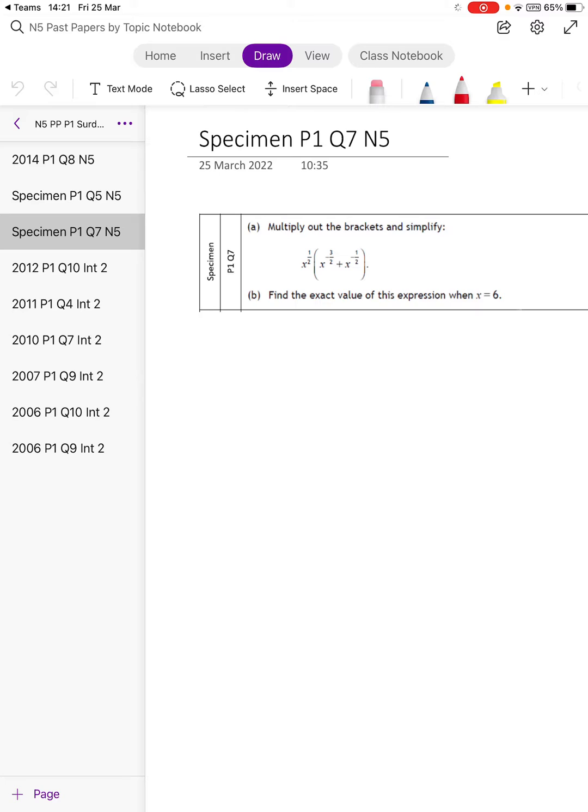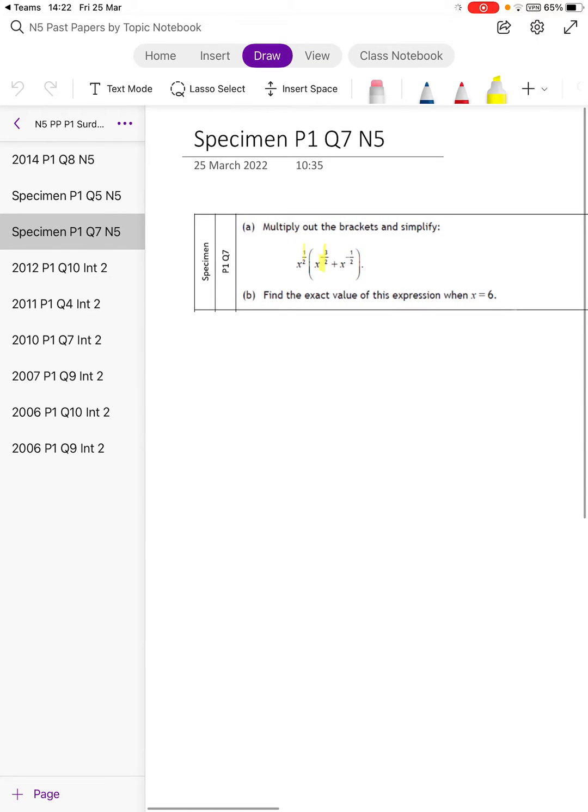So this one was Specimen Paper 1, question 7, and it's asking us to multiply out the brackets and simplify. So our rule for expanding brackets, we're going to be looking at these powers, and remember when we multiply we can add the powers. So in the first place, we've got x to the half add minus 3 halves. So a half add minus 3 halves is a half take away 1.5 really. So we're going to get minus 1 there.